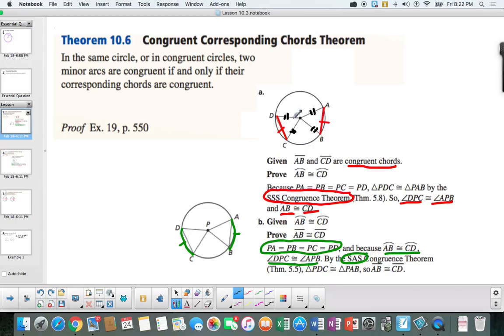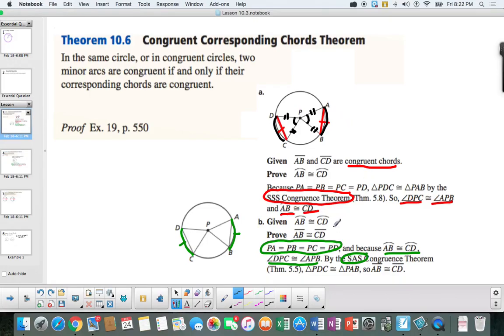Now, then I will get this angle congruent to this angle. That's corresponding parts. And once I get the angles congruent, I know these arcs are congruent because they have the same measure. These angles are congruent. The measures are here. They're in the same circle, so I know we have congruent arcs.